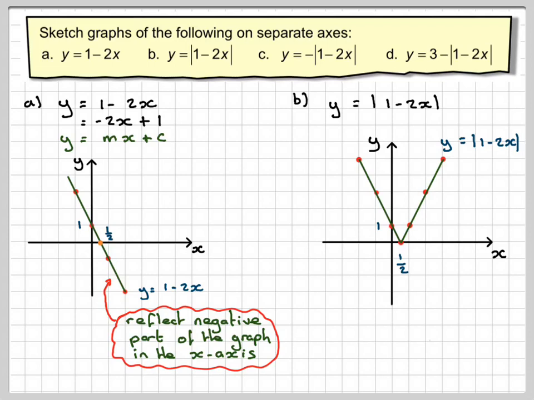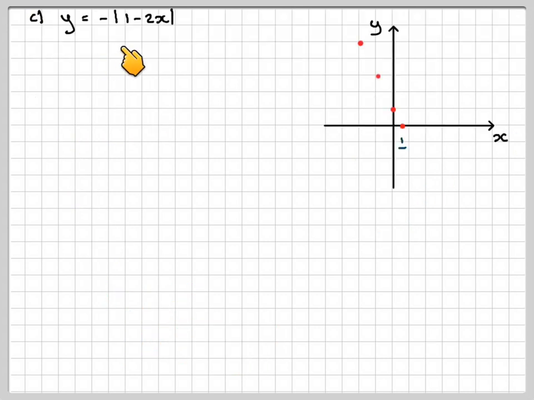So one way to draw a very simple modular function graph, or absolute value graph, is to reflect what's below the x-axis in the x-axis. You should mark on points of interest, i.e. this point and where it cuts the axis. Right, now to do y is equal to minus the absolute value of 1 minus 2x. This is my answer to part B.